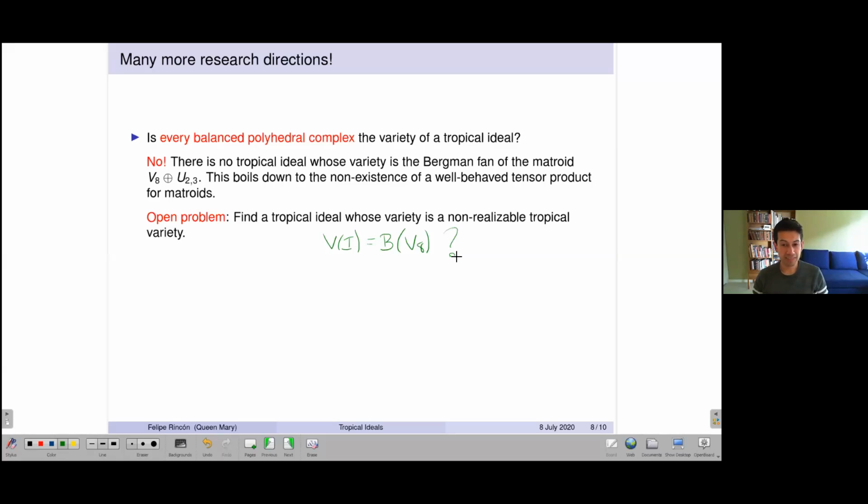But what we know is that if the classical ideal is prime, if it's irreducible, then the variety has to be pure. And we don't know what tropical condition says that the tropical ideal is prime or irreducible. That's what we're looking for.